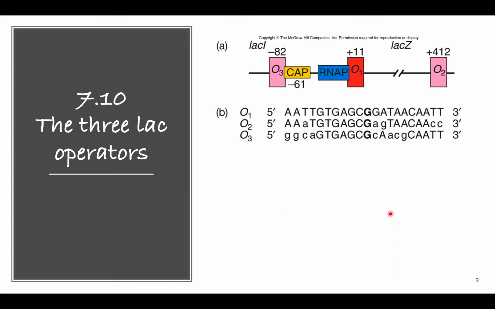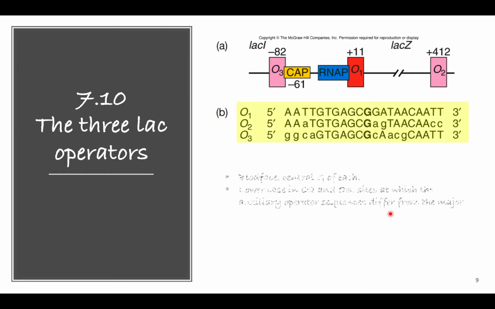So these are the sequences of the 3 operators. We can see the central G of each labeled in boldface. Those sites at which the auxiliary operator sequences differ from the major operator are labeled in lowercase in the O2 and O3 sequences. Now, you may ask which operators are important. Are these auxiliary operators necessary?